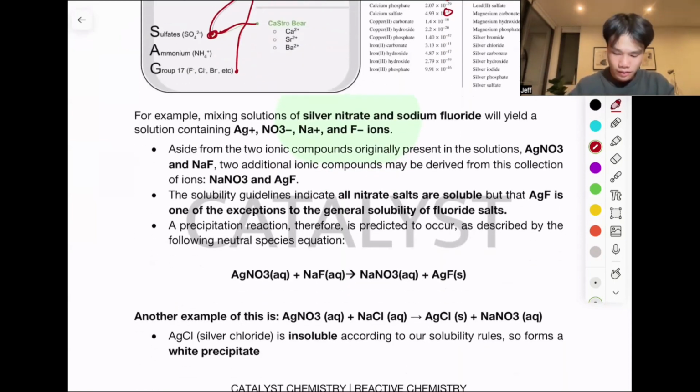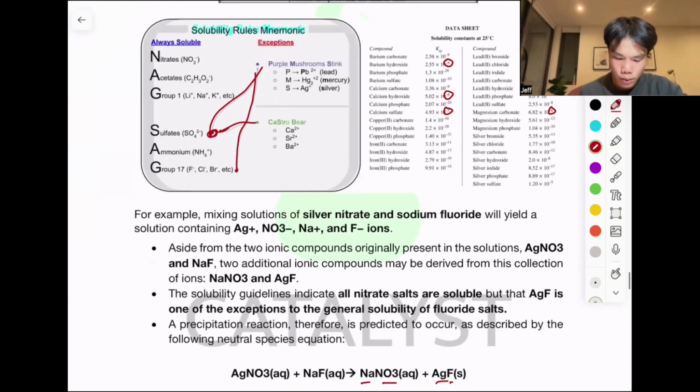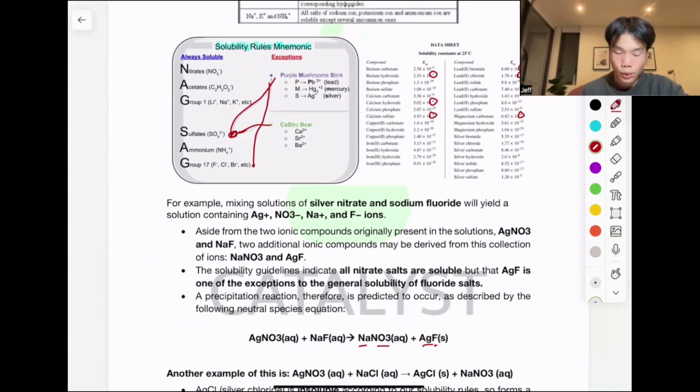So then to look at the cases, if you're mixing silver nitrate and sodium fluoride, if you do the double displacement and swap everything around, you'll make sodium nitrate and silver fluoride. So based on our solubility rules, fluorides are part of group 17, F, and the things that are insoluble with group 17 are PMS, which includes lead, mercury, and silver, and therefore silver fluoride would be insoluble. That's the way you have to go figuring it out from now on.